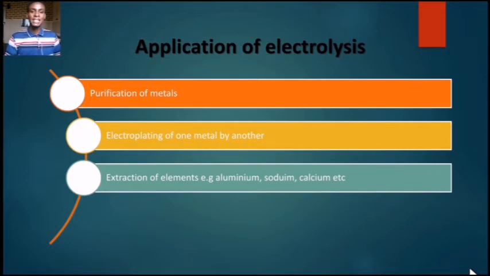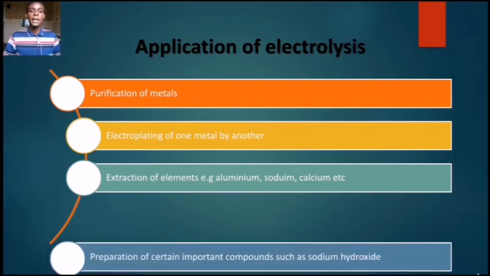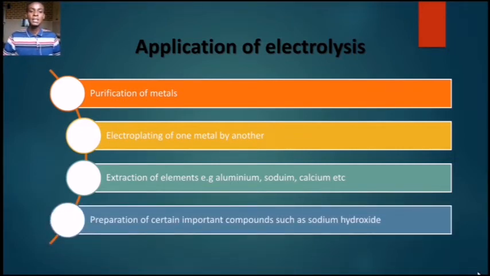The third aspect is extraction of elements. To extract aluminium, sodium, calcium, and some other metals, you use electrolysis. So without electrolysis, we can't extract these compounds. And lastly, preparation of certain important compounds such as sodium hydroxide. You noticed in our previous explanation of electrolysis of brine that at the end of the day we have sodium hydroxide being produced. So in that case, we could produce sodium hydroxide by electrolysis.